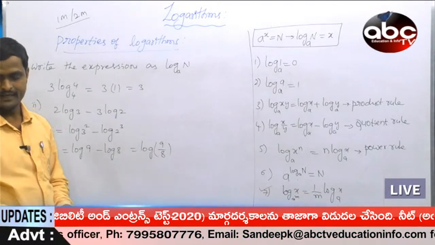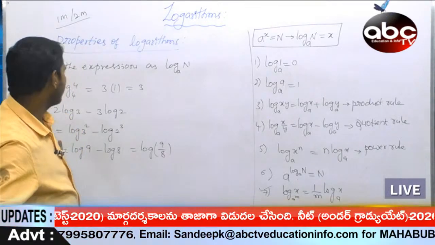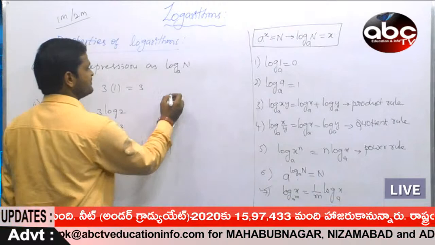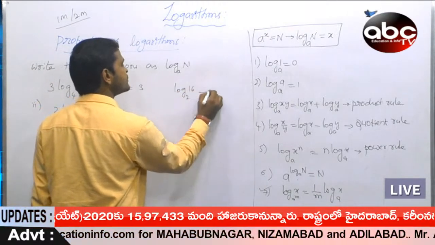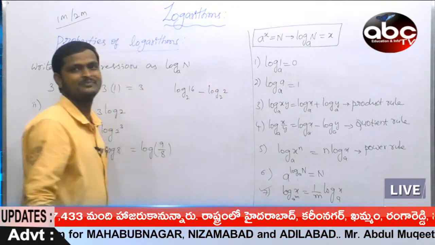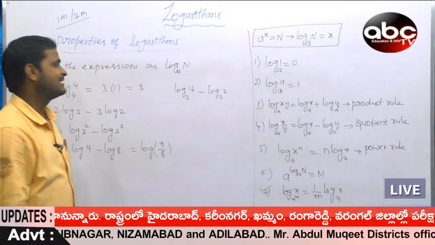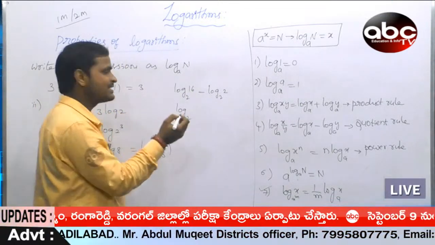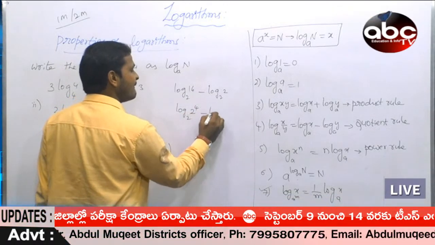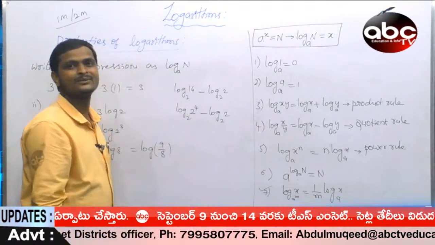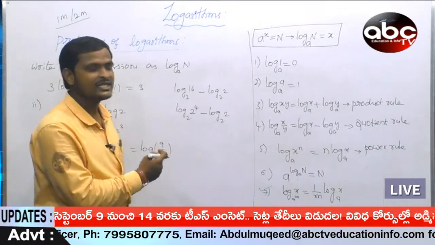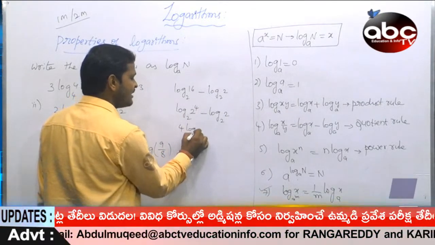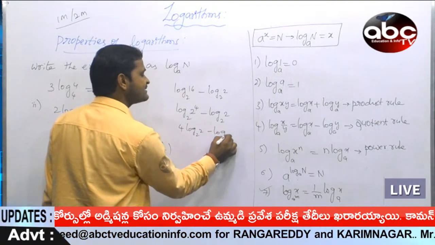Is it clear, students? Very simple. Similarly, you can take one more problem. Suppose log 16 base 2 minus log 2 base 2. Very simple, student. Already you know, 16 in terms of 2 power, then you can write 2 power 4, log 2 base 2. By using which property? Quotient rule. You can write 4 into log 2 base 2 minus log 2 base 2.